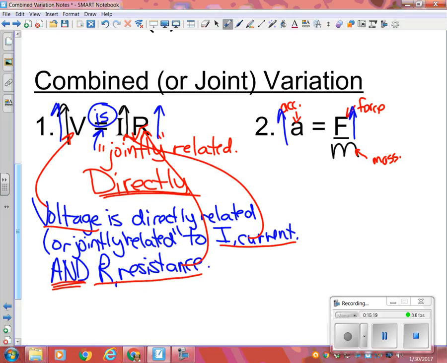A is up when F is up, right? So I'm going to say acceleration, write this down, is, now I'm not mentioning M right now, I'm just talking about F. I'm only focusing on one at a time. So it's what? Directly related to what? F, force, then what?